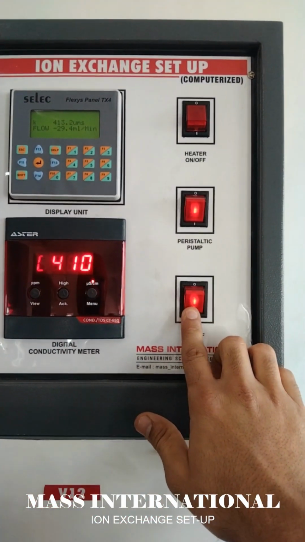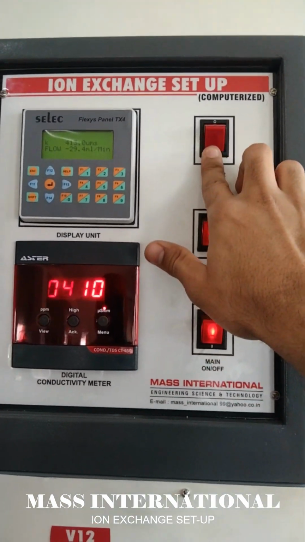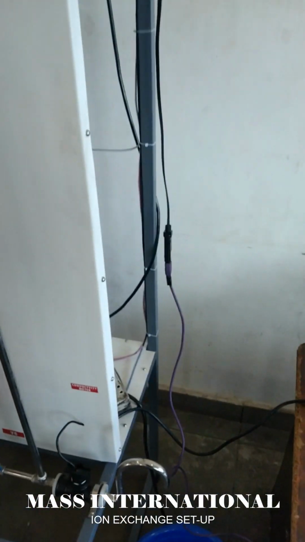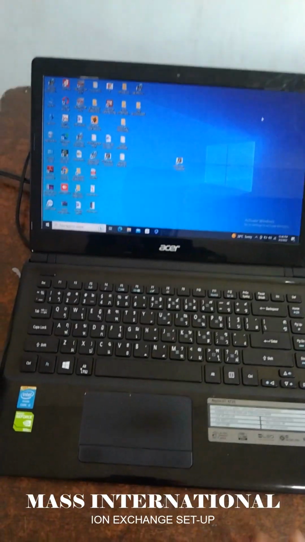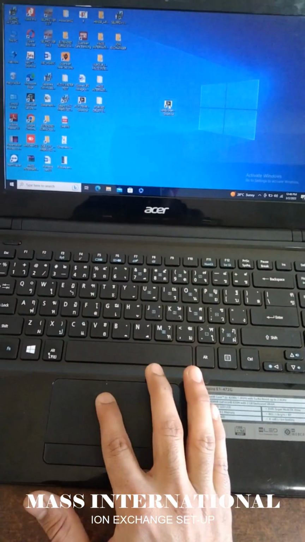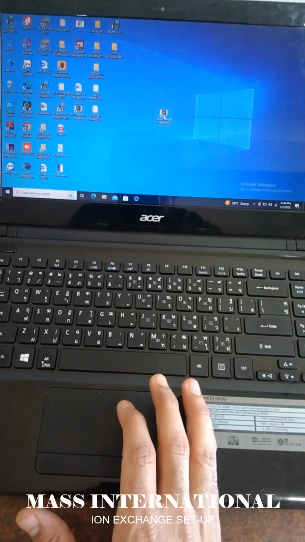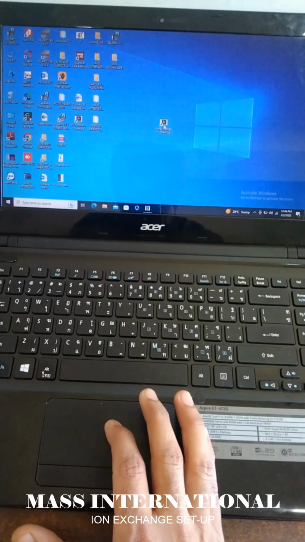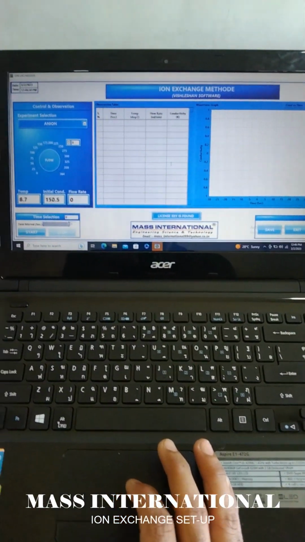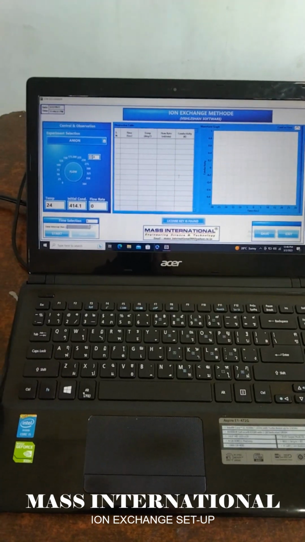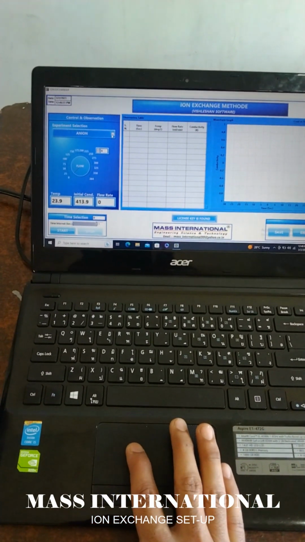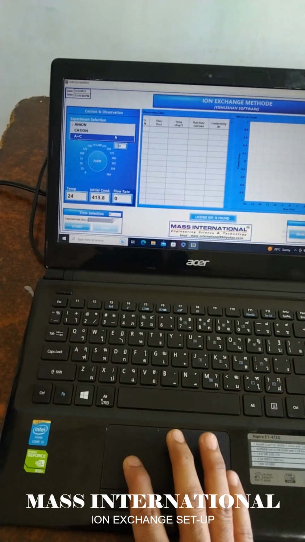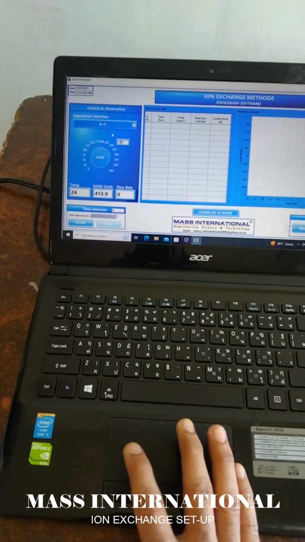First of all, switch on the mains, peristaltic pump as well as heater. Now this setup is connected with a USB to the computer. We have now opened the software of ion exchange. Our software screen is open. Now we first select the experiment which we have to perform, like anion, cation, or anion plus cation. Now we first choose anion plus cation.